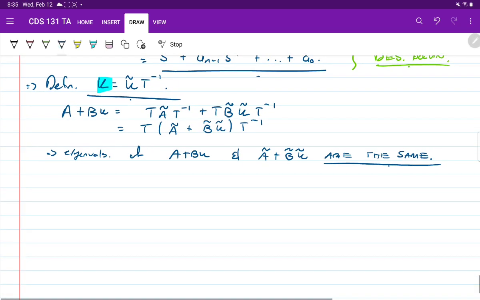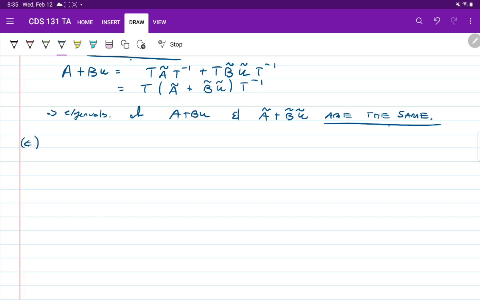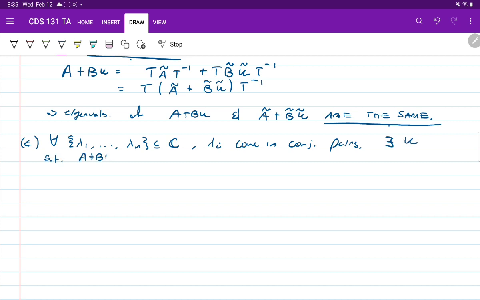Now let's do the reverse direction. What do we want to do here? We'll say that for all eigenvalues lambda 1 through lambda n, a subset of C, where the lambda i's come in conjugate pairs, there exists a matrix K such that A plus BK has eigenvalues lambda 1 through lambda n. So that's our assumption. Now what we want to show is that AB is a controllable pair.